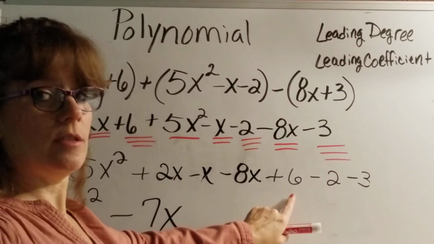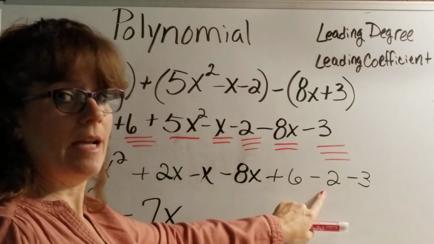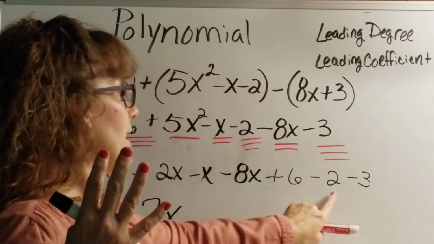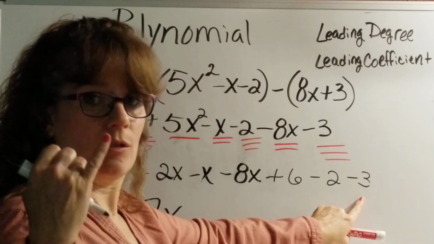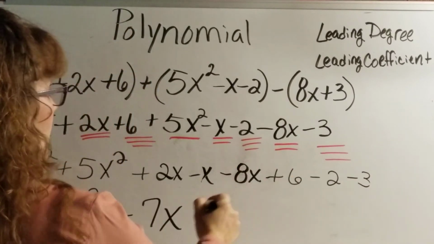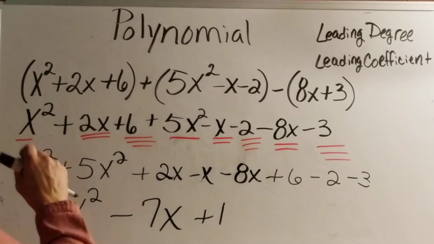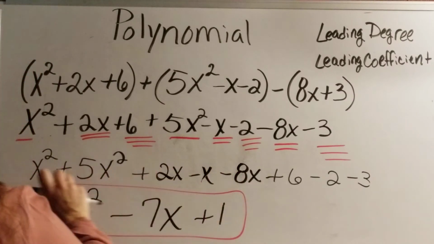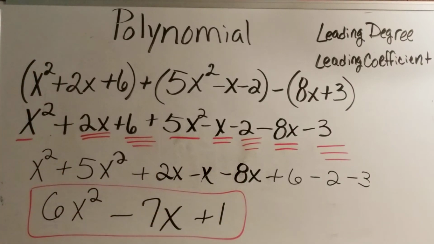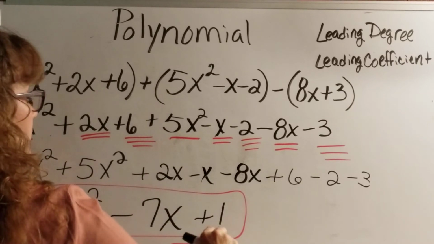I have $6 in the bank, I spent 2, now I'm down to 4. Then I spent 3 and I'm down to 1. And it's a positive, so I'm going to put a positive 1. I'm not in the hole. This is my equation, my answer. And since it is 1, 2, 3 terms, it's called a trinomial.